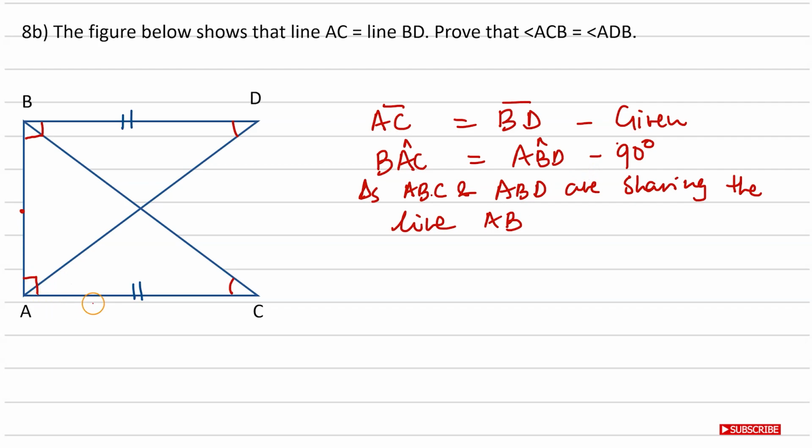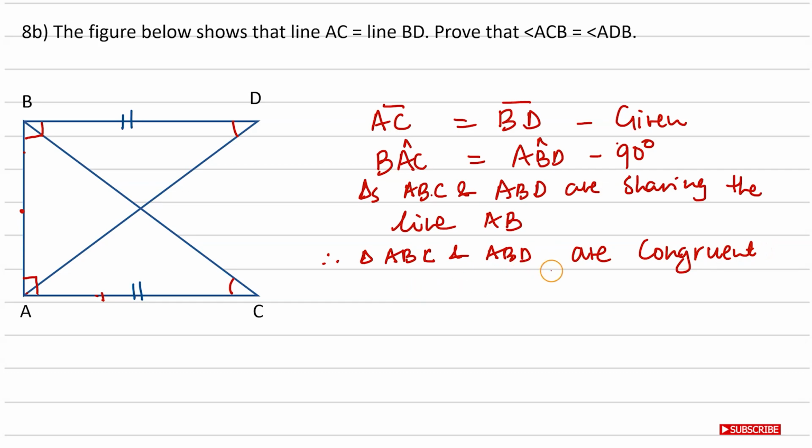So we can now see they have two equal sides and one angle that is equal. So we can now say there is congruency here, which is side, angle, side. So we can now say, therefore, triangle ABC and triangle ABD are congruent. So we know that when two shapes are congruent, that means they are equal.